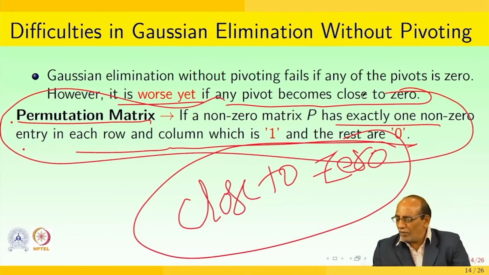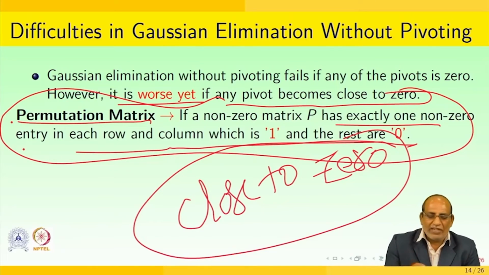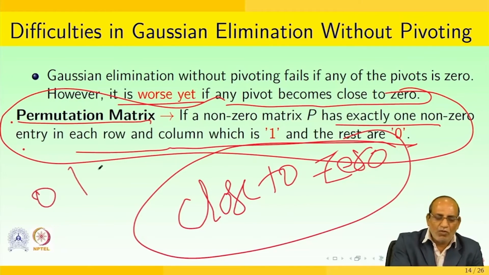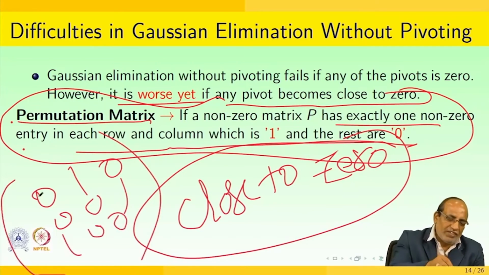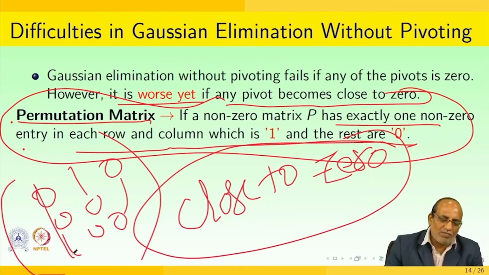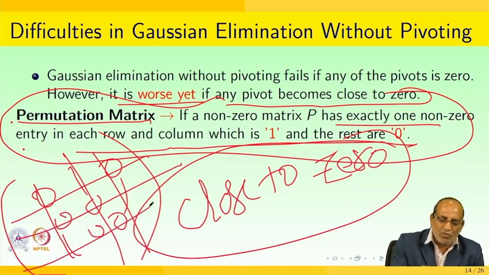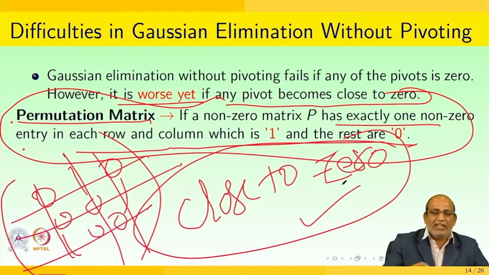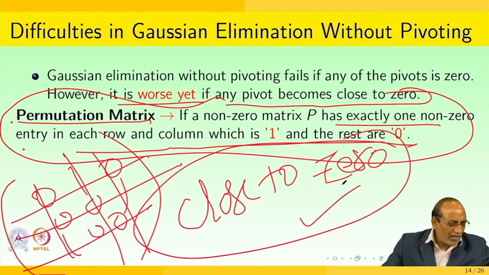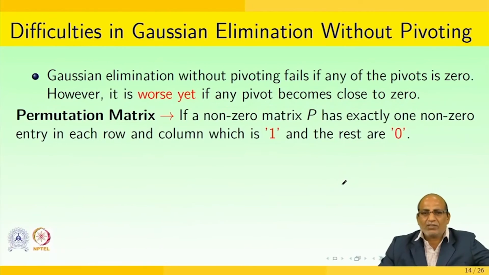So how will this permutation matrix help us? For example, if I have 0 1 0, 0 0 1, 1 0 0, look here. If you take any column, there is a 1. If you take any row, there is a 1. That means it satisfies the definition of the permutation matrix. So such a matrix is said to be a permutation matrix.